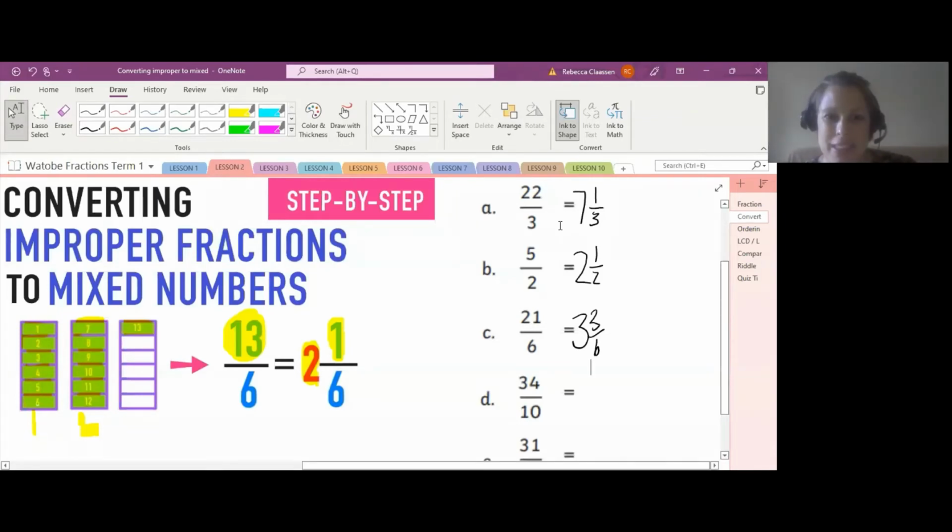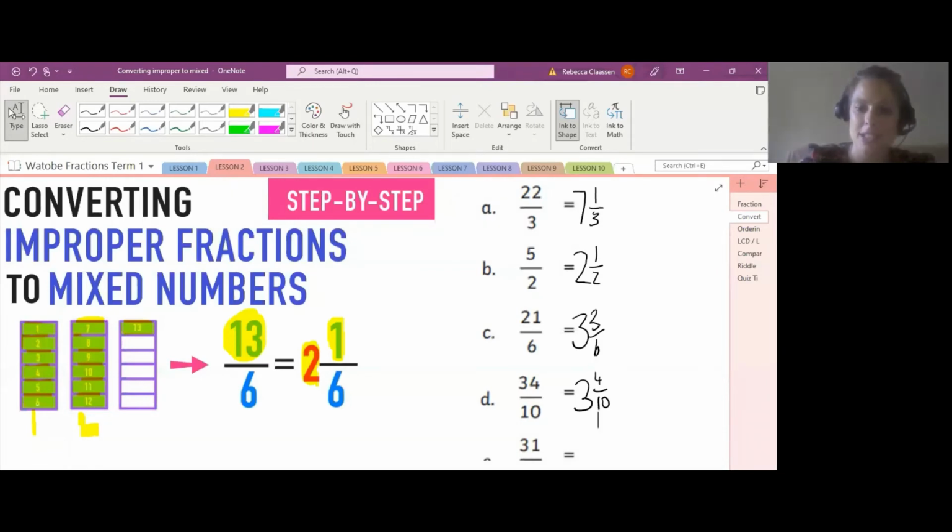Thank you, ma'am. Makati, you're going to do number 4. You're going to do D for us? Yes, ma'am. Okay, let's hear it. 34 divided by 10. 10 goes into 34 3 times, and there's 4 left over. So that is 4 over 10. Good. 3 and 4/10. Excellent. Well done.